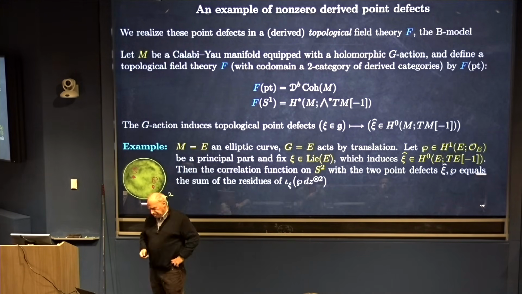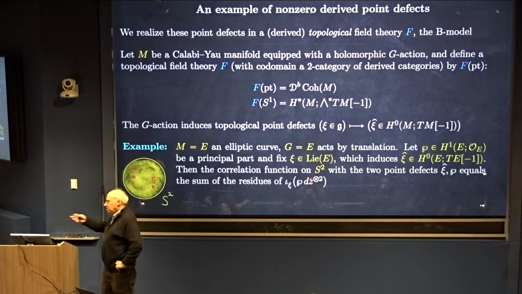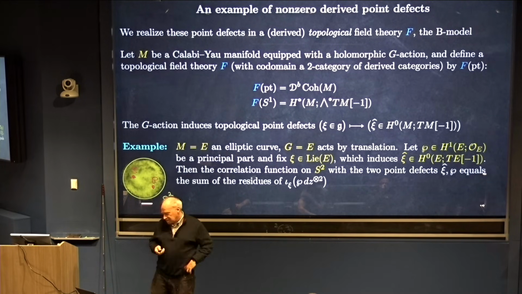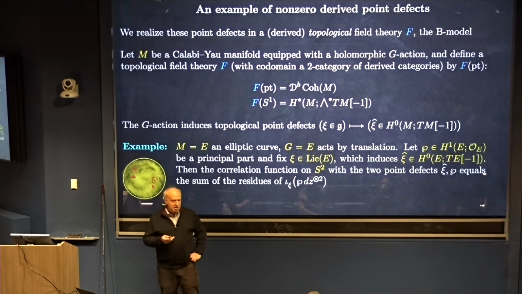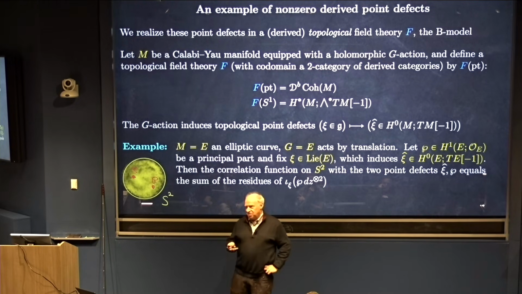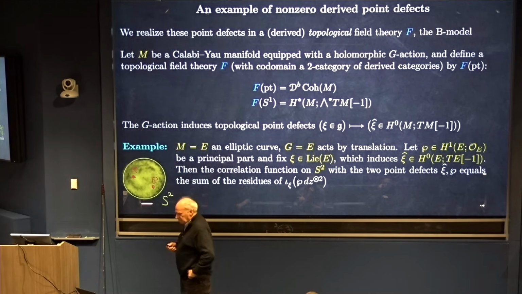And so now we can make the correlation function of these two. It's not hard to compute, and what you get is the sum of the residues of, take that quadratic differential and take the interior product with the vector field. Anyway, that's just to illustrate, by a topological example, that these derived defects can be non-trivial.